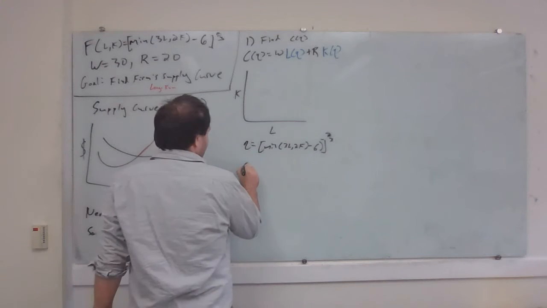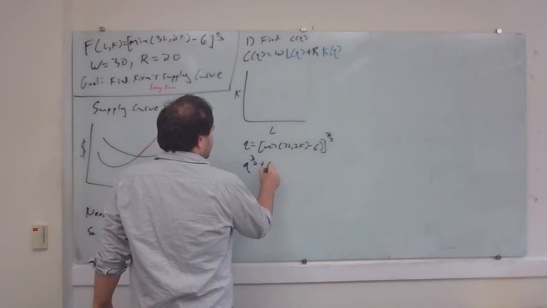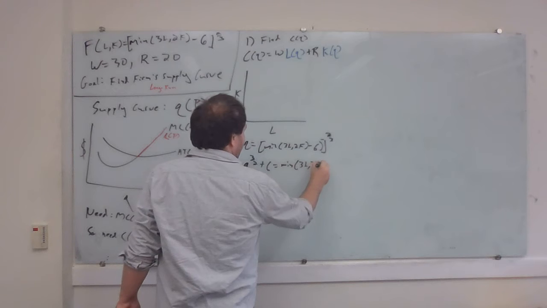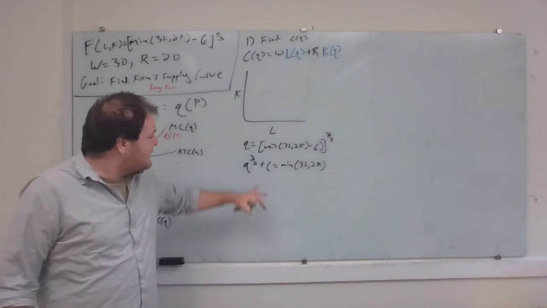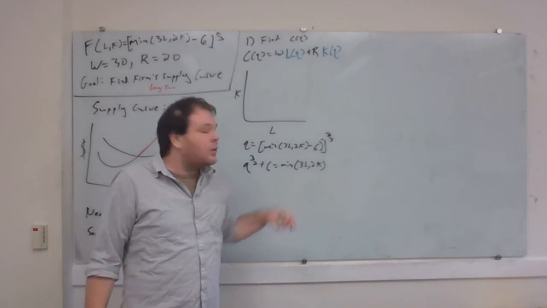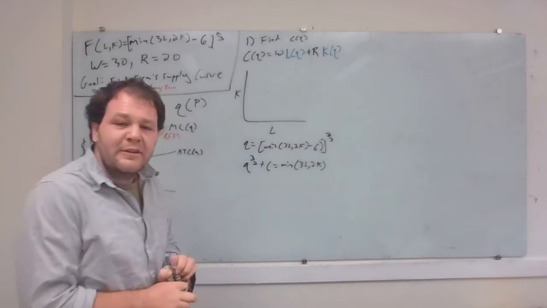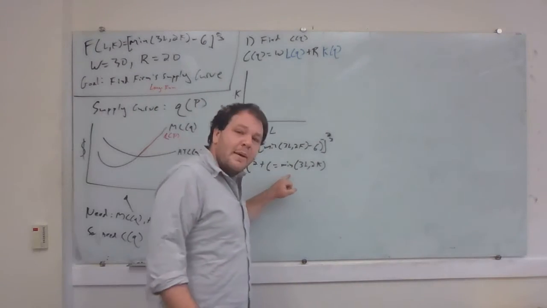So we could mess with this a little bit. We could say Q to the 3/2 plus 6 equals min of 3L and 2K. And now we're going to notice that this is starting to look very, very familiar, right? This is essentially going to be perfect complements, right? How do we know that it's perfect complements? Because we have a minimum, right?